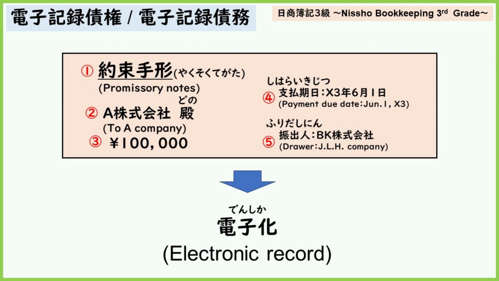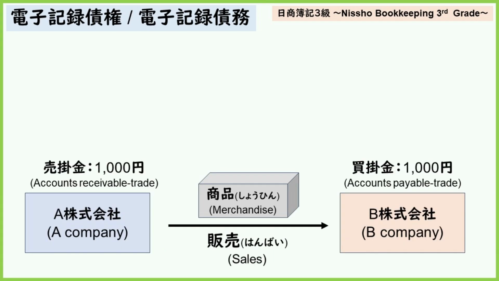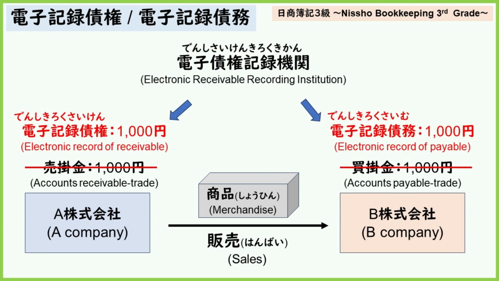Before explaining an example journal entry, let's make the concept a bit clearer. Let's say there's a transaction between Company A and Company B for buying and selling merchandise. As a result, Company A has an accounts receivable trade, while Company B has an accounts payable trade. These receivables and payables can be converted into electronic records by requesting the Electronic Receivable Recording Institution. Let's now examine the journal entries for Companies A and B.